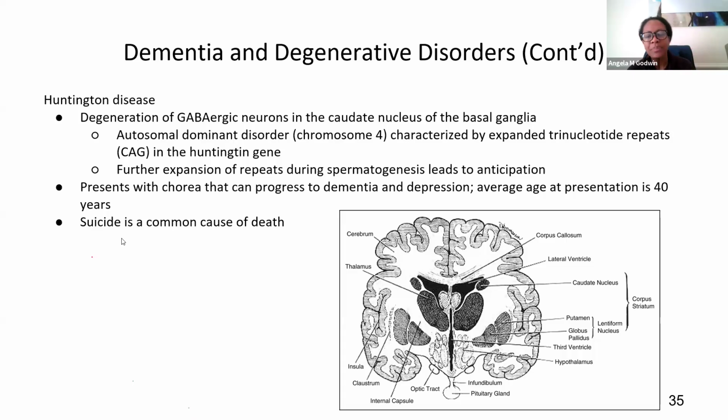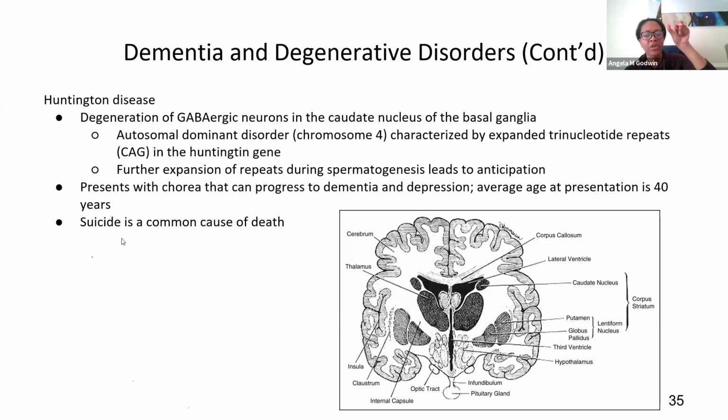It affects chromosome 4. If you remember your trinucleotide repeats, so CAG, this gene in Huntington's disease causes longer, expanded repeats. Let's say you have 8 rounds of CAG, while people with Huntington's disease would have 20, 40, 80 rounds of this. Those trinucleotide repeats are what change the GABAergic neurons, causing Huntington's disease. This bullet here, further expansion of repeats during spermatogenesis leads to anticipation. What that means is the further expansion of those CAG repeats.